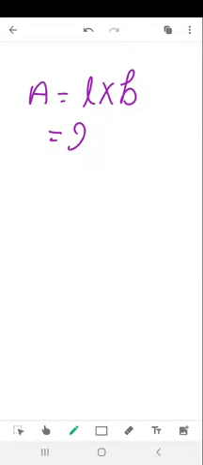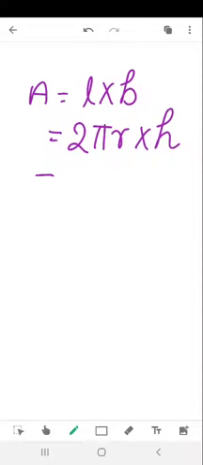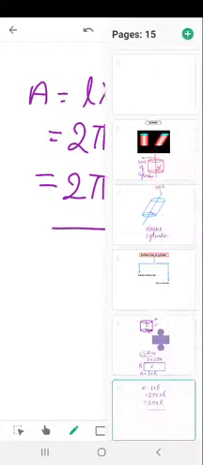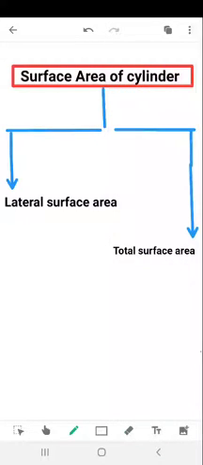So I'm just going to find the area of this rectangle, that is length into breadth, where length is equal to 2 pi r and breadth is equal to h. So the formula for the lateral surface area of a cylinder is 2 pi r h. So this is the lateral surface area, this is 2 pi r h.